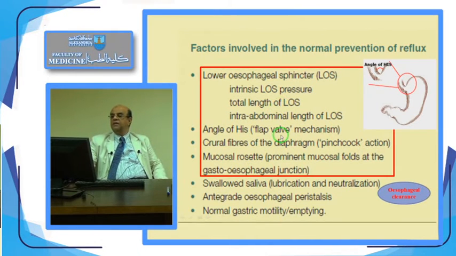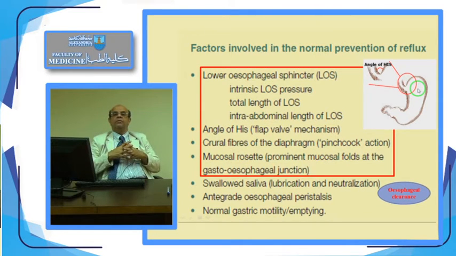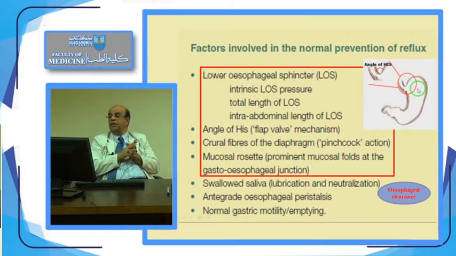The angle of His acts as a flap valve mechanism. When it is acute, it prevents reflux, but if the stomach distends, this makes the angle obtuse and less acute. It is like the neck of a balloon: at the start there is a neck, but when we insufflate the balloon, the neck diminishes and the high pressure zone diminishes, and this permits reflux of gastric contents.